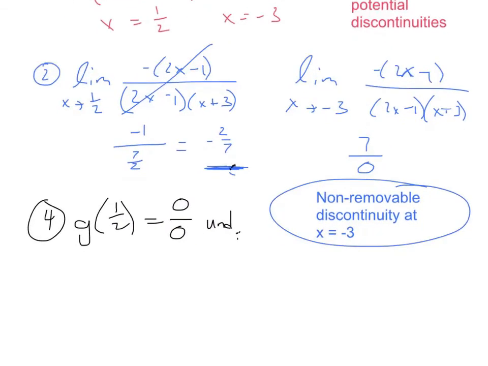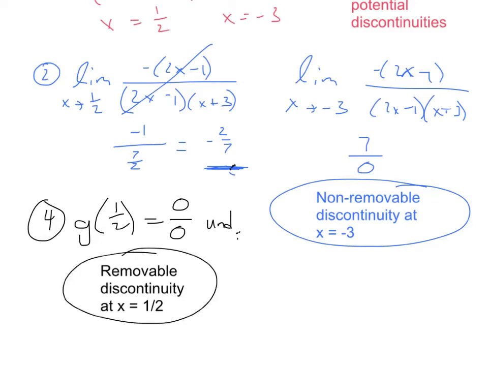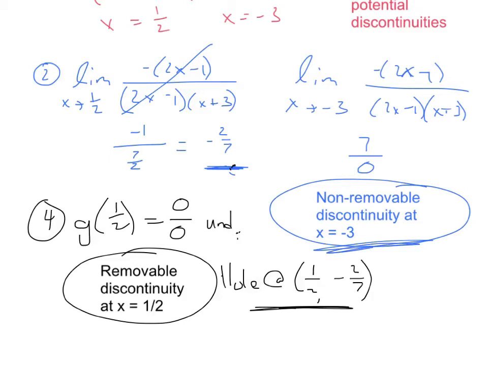Well, if you remember from our steps, what this means is that there's a removable discontinuity. And at that point, we're effectively done with the problem. We've classified the two discontinuities. There's a removable discontinuity, which means there's a hole at 1/2 comma negative 2/7. And there's this non-removable discontinuity, a vertical asymptote, basically, at x equals negative 3. So that is the classification of the discontinuities for this problem.